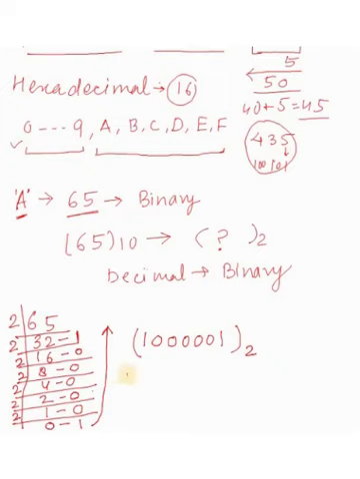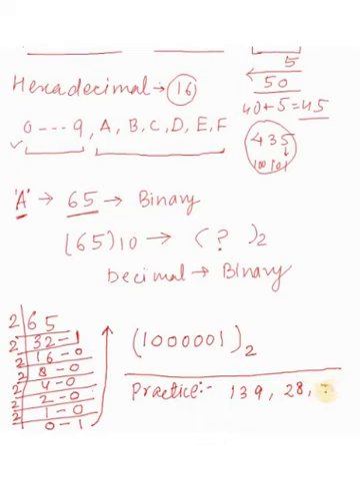I'm giving you some values to practice that you can try at home, and in the next video I'll tell you how we can convert a binary number to a decimal number. So you can try 139, 28, 79. You can try these numbers and tell me what the equivalent binary values of these numbers are.